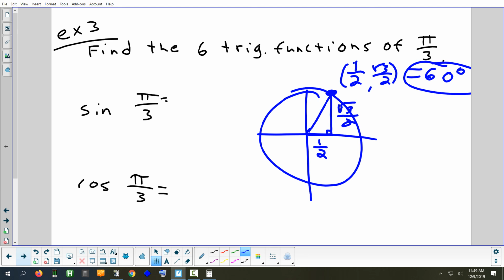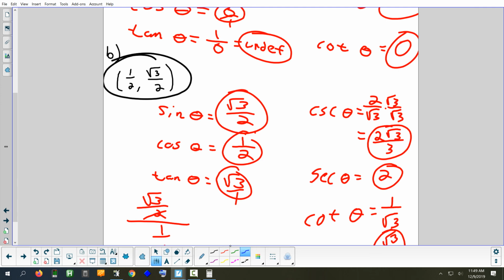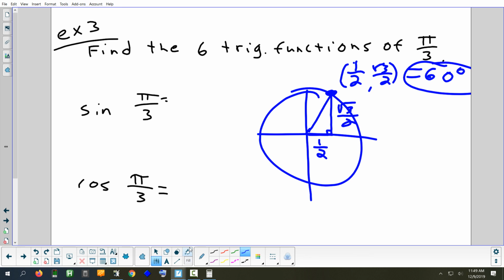And now look at that coordinate. 1/2, comma, square root of 3 over 2. You guys already did this problem. We did all 6 of them earlier. The only difference is earlier I gave you the coordinate. You guys didn't know that that was for a 60-degree angle. Now, you had to find the coordinate yourself. But the work is the same.